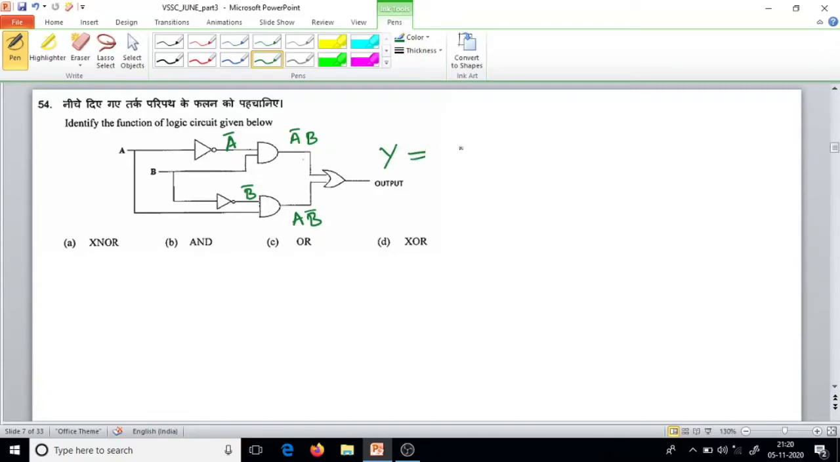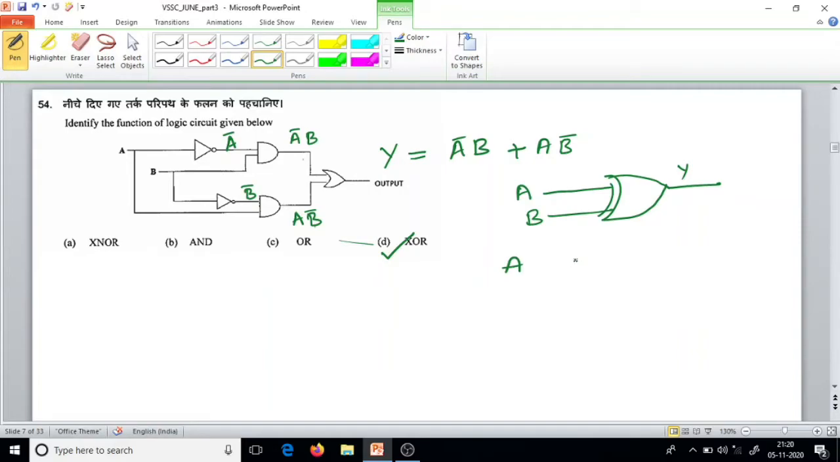What will be the output? This is A complement B or A B complement. This is the output equation of an XOR gate. So the answer is XOR gate. If you have an XOR gate, what is the logic table of an XOR gate?